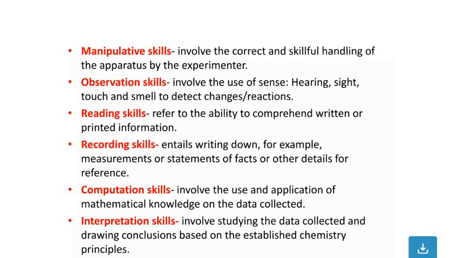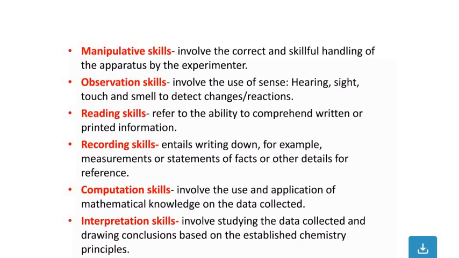Now, what is the meaning of manipulating skills? It involves the correct and skillful handling of the apparatus by the experimenter. Observation skill involves the use of the senses, hearing, sight, touch and smell, to detect changes and reactions. Reading skill refers to the ability to comprehend written or printed information.